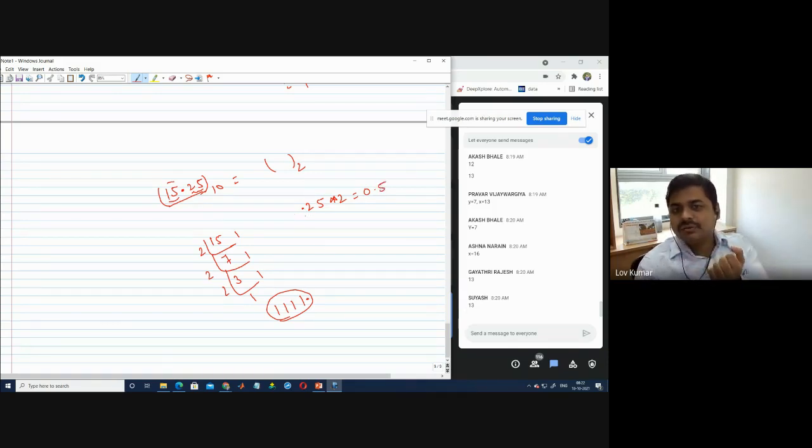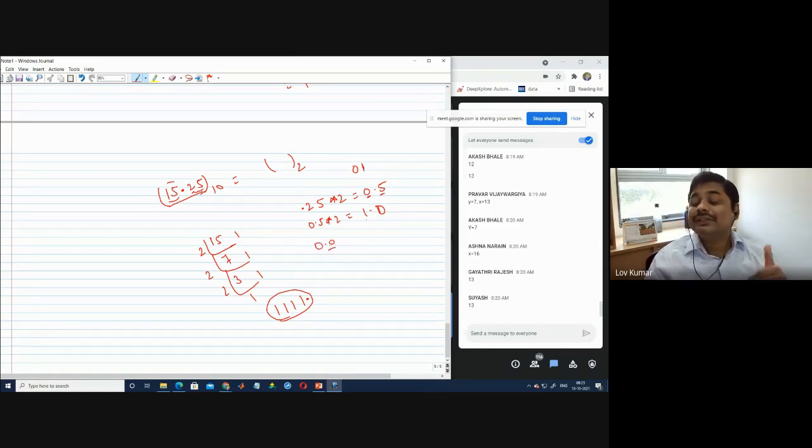Okay, if you multiply 0.25 by 2, what value will you get? 0.5. What is the value present here? You have to write it here. And after that, what is the value present here? You have to write it here. 0.5 into 2, you are getting 1.0. What is the value here? You will write 1 here. And after that, we are getting 0. If we are getting 0, then we will stop here.